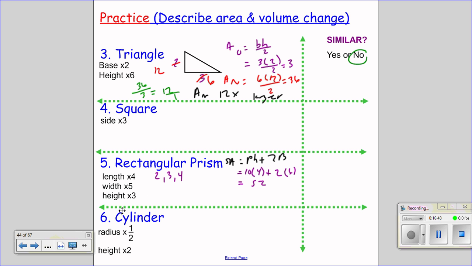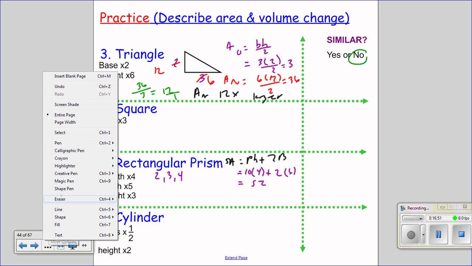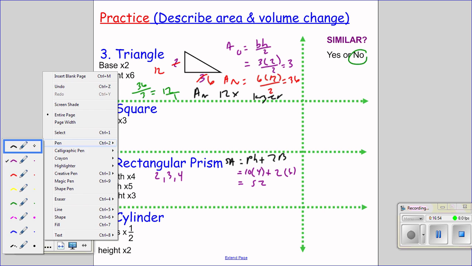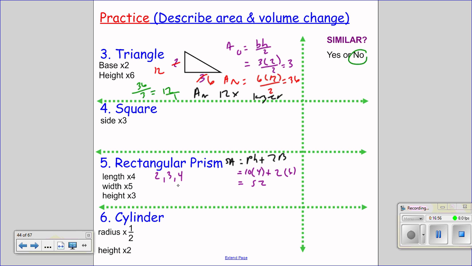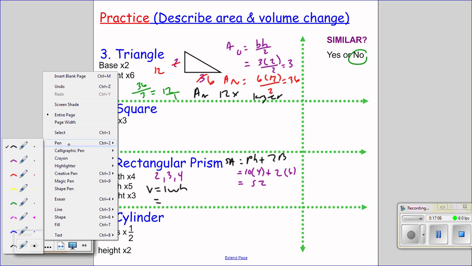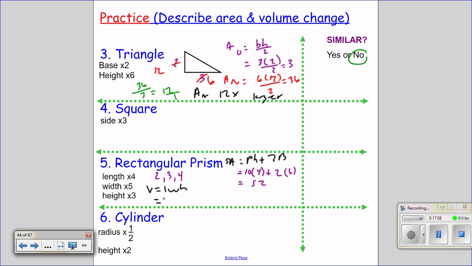Now for the volume. Volume is easier. For a prism, the volume is going to be length times width times height. So that's 2 times 3 times 4. 2 times 3 is 6. 6 times 4 is 24. So that's the original volume.